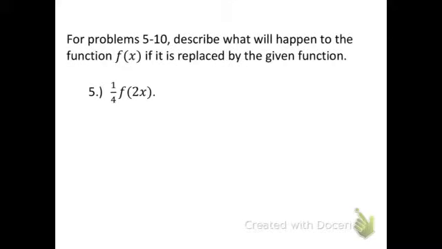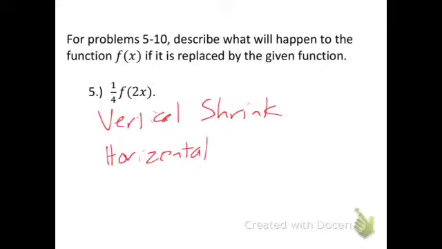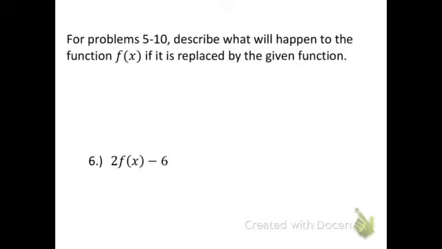On 5 through 10, when you describe what happens to the function if replaced by the given function, well, on 5, we got two transformations going on. We got this 1/2 out front of the function, and that you're going to times all the y values by 1/4, so we're going to get a vertical, that's going to be a vertical shrink. And if you got a 2 inside, you're going to divide all the x values by 2, so we're going to have horizontal shrink. Okay, so vertical shrink, horizontal shrink.